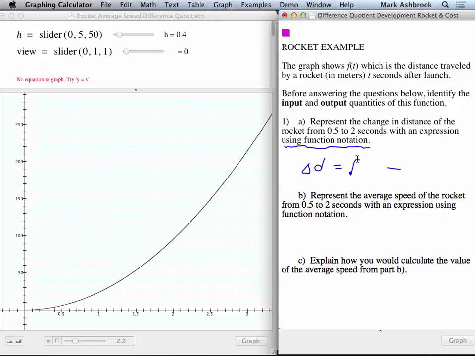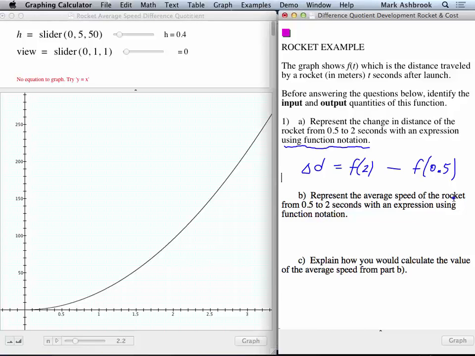f of 2. That's how far. That's the distance traveled by the rocket at 2 seconds. And what's the initial distance? See, you know how to do it. Change in, so it's final distance minus initial distance. So f of 2 minus f of 0.5.